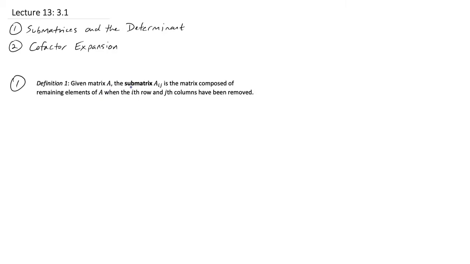So we have a matrix. The submatrix A sub ij is the matrix composed of the remaining elements of A when the ith row and jth columns are removed.